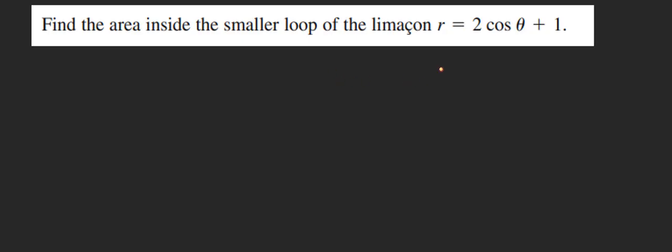So let's set r equal to 0 and find theta. What are the two thetas so that r will be equal to 0? That's what we're trying to find. In order to solve that, this will be negative 1 over 2 equals cosine theta. So cosine of what gives you negative 1 over 2?